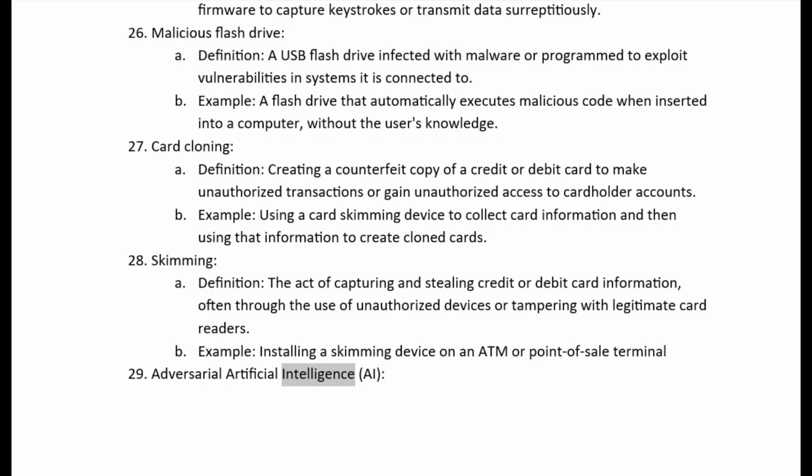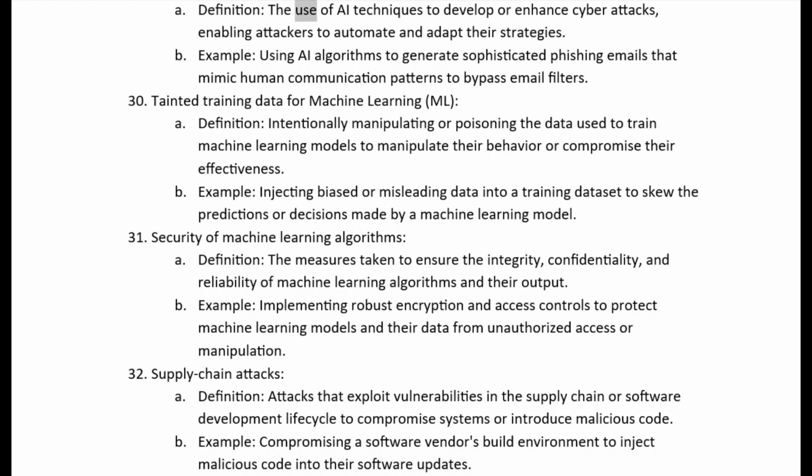Adversarial artificial intelligence, AI. Definition: the use of AI techniques to develop or enhance cyber attacks, enabling attackers to automate and adapt their strategies. Example: using AI algorithms to generate sophisticated phishing emails that mimic human communication patterns to bypass email filters.